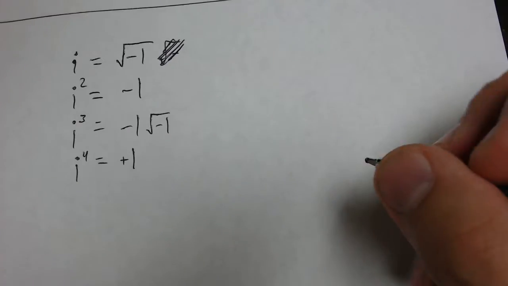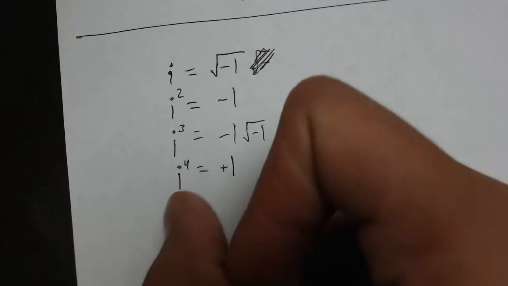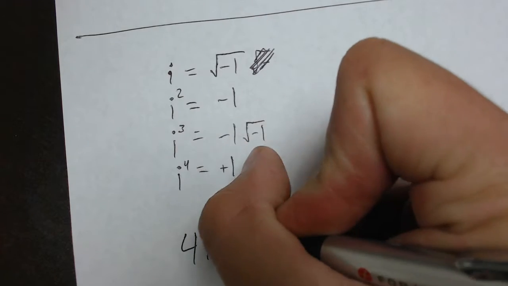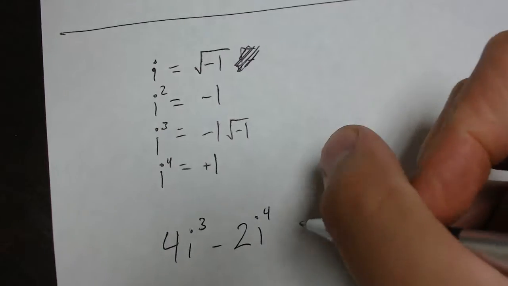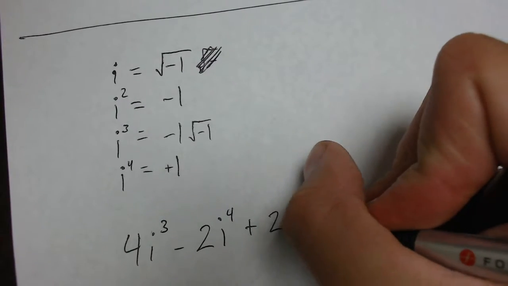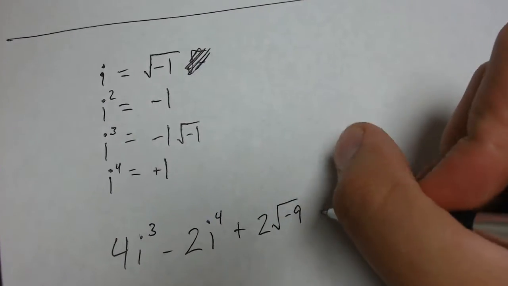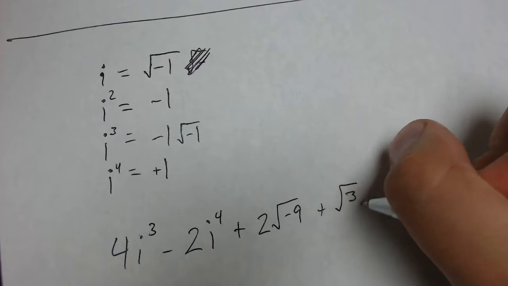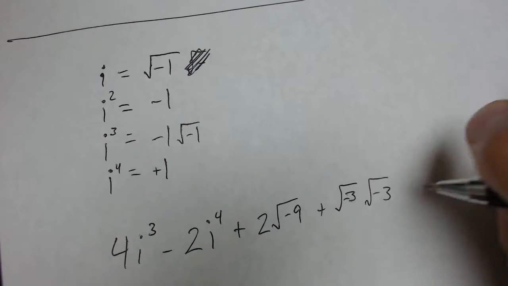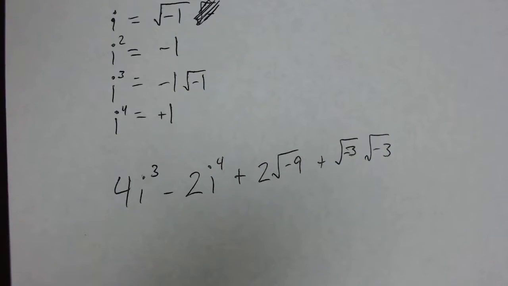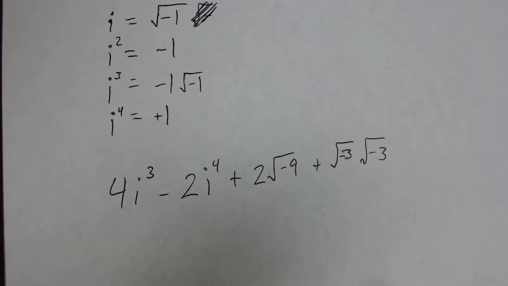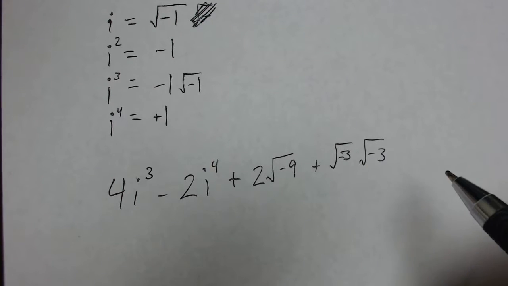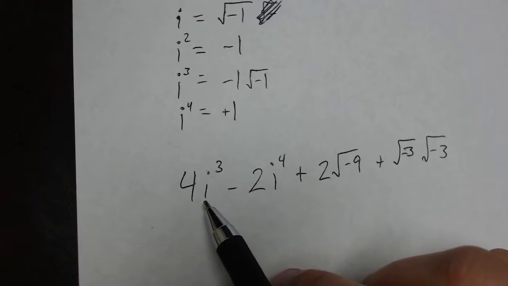So the example problem that they give us, let's see here, we've got 4i cubed minus 2i to the power of 4 plus 2 times the square root of -9 plus square root of -3 times the square root of -3. Now, we have to be careful when we get to these negative square roots because some people might try to simplify this one in the wrong manner. But we'll start with 4i cubed.